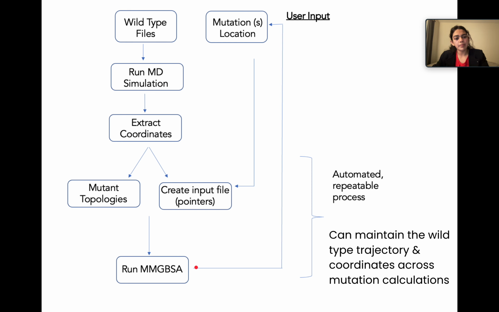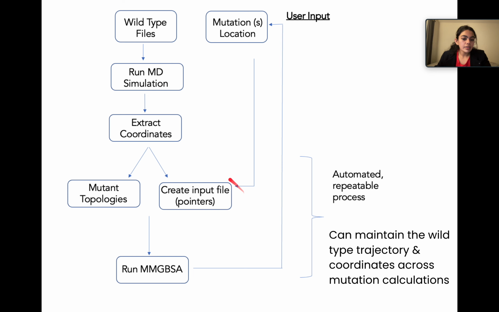There are a couple of points I want to make here. First, this process can be automated from end to end. So the user would just input the location of the mutation, then we automate these last three steps here to then just provide the user with the value that they're looking for.